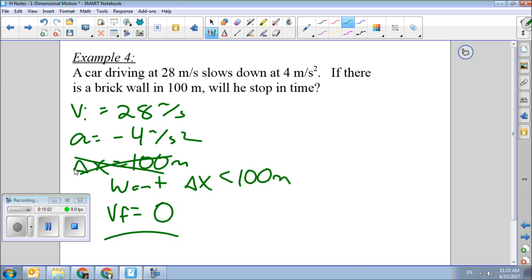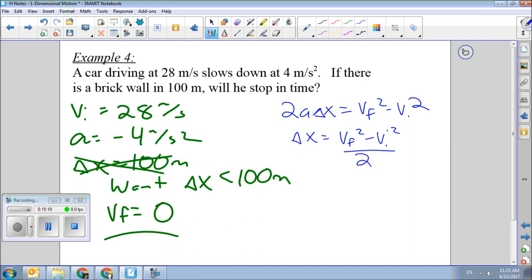Now, we're trying to find displacement. We don't know the time, so that means we have to use the equation without time and plug in our numbers. So let's see, we can do Vf squared minus Vi squared all over 2a.